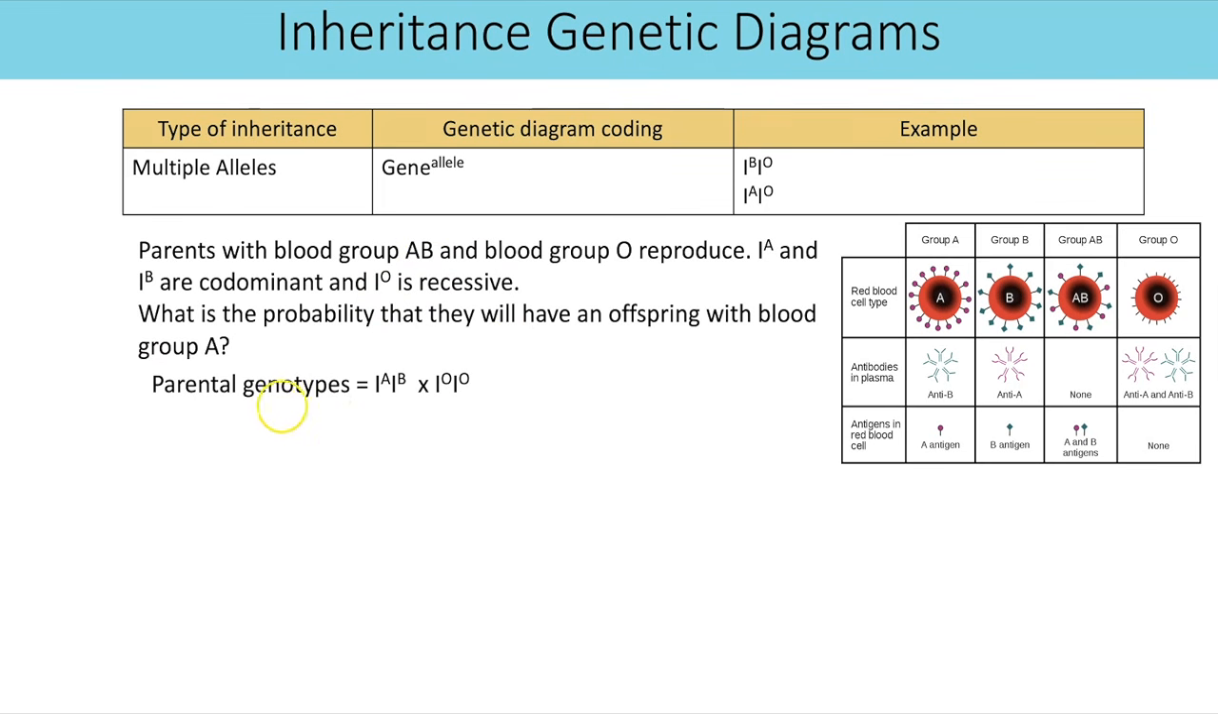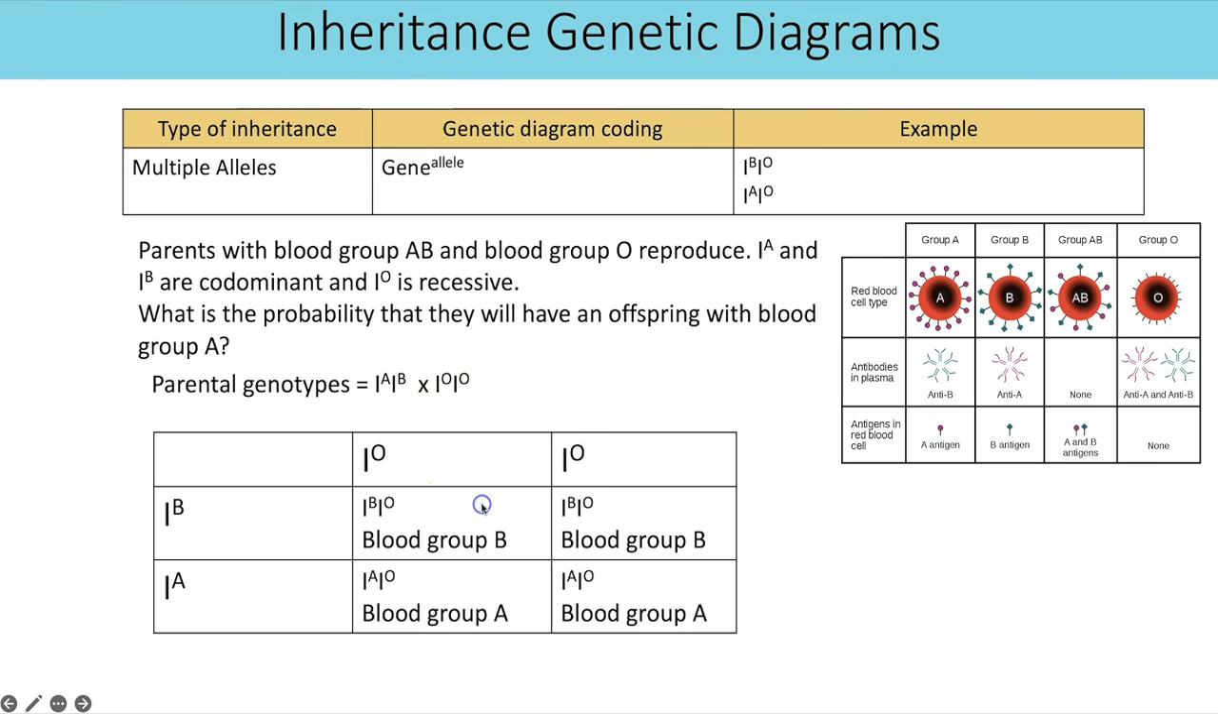So first of all, we need to work out the parents' genotypes. And if they're blood group AB, one parent must be IA-IB, and blood group O, one parent must be IO-IO. So then if we split it up to see the gametes that both parents would be able to produce, we can then do our Punnett square to see the four possible genotypes. And then in the box, I've also written the corresponding phenotype. And from that, we can see we've got 50% probability of blood group A.